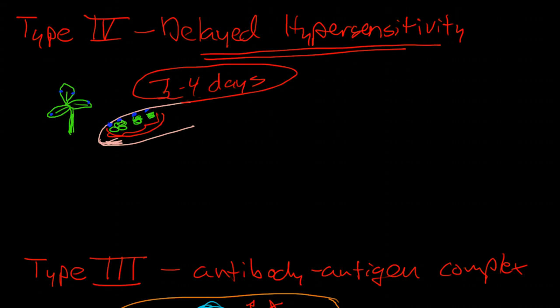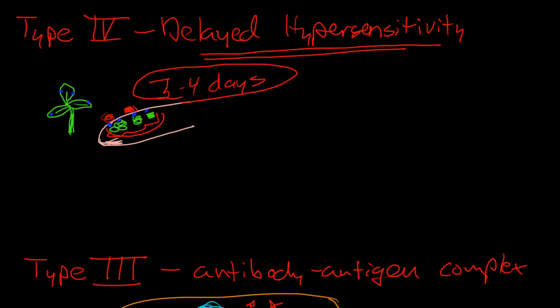So we also can have delayed hypersensitivity reactions to drugs. My wife developed a delayed hypersensitivity reaction to fragmin, which is a low molecular weight heparin, and her rash looked very much like a poison ivy rash with little fluid-filled papules.